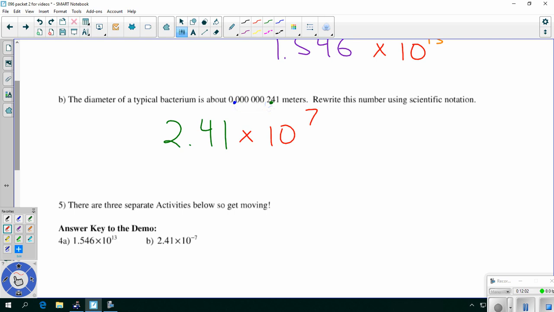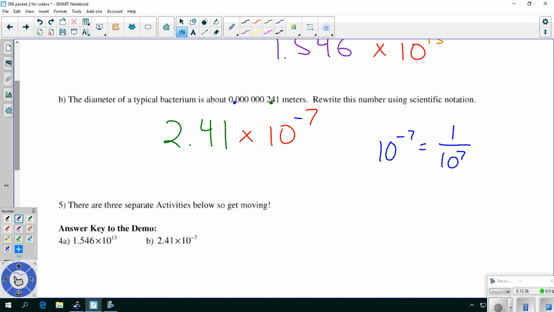Unfortunately, that is not the diameter of a bacterium because 2.41 times 10 to the 7th is very big, right? 10 to the 7th is like 10 million. So that is not it. And the way that we say go the other direction is to put a negative exponent. 10 to the negative 7 moves the decimal point 7 places to the left. So how are we supposed to know this? Well, 10 to the negative 7 means 1 divided by 10 to the 7th, which just means divide your number by 10 to the 7th. So that's why the decimal point goes left and not right.